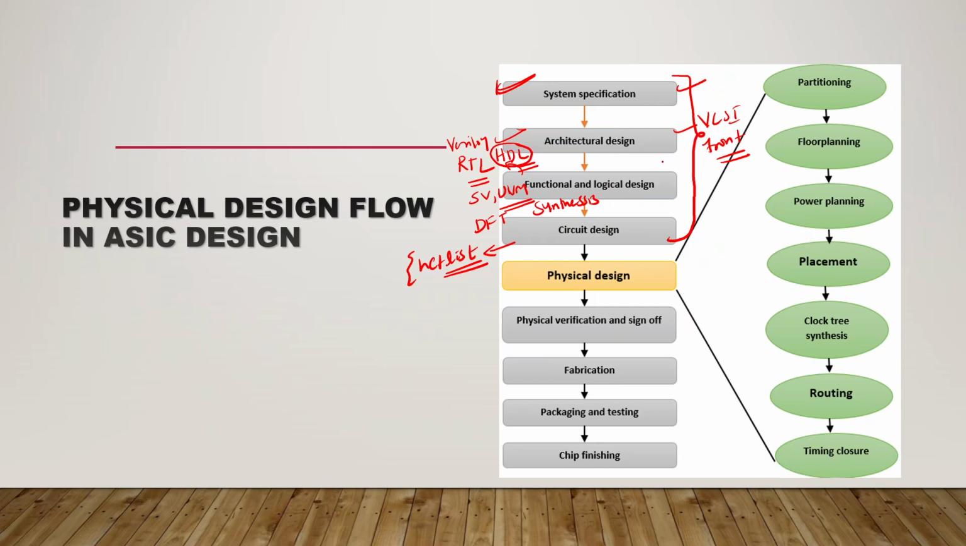Suppose you want to construct a building, first what do you need to do? You need to do planning, no? So first you need to do partitioning. Partitioning means, suppose I'm constructing a double bedroom flat. Here I need to get a bedroom, here I need to get a washroom, here I need to get a kitchen. That is nothing but what we call partitioning, and we need to do the floor planning.